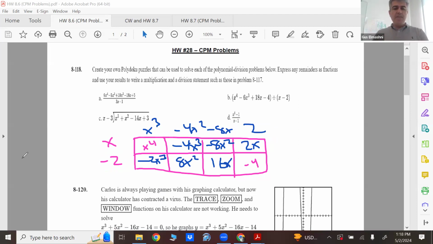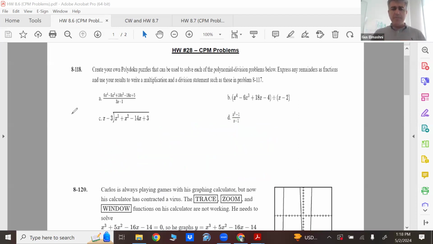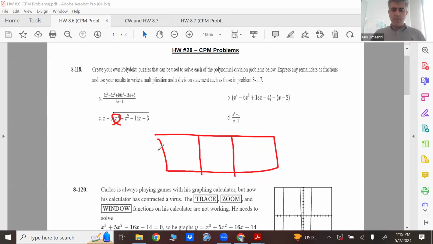Okay, C is kind of a funky one. Excuse me. C is a funky one. Let's do C. Okay, the degree is 3. So I'm going to do 3 columns. 1, 2, x, -3, x^3, and 3. Okay, this has to be x^2.